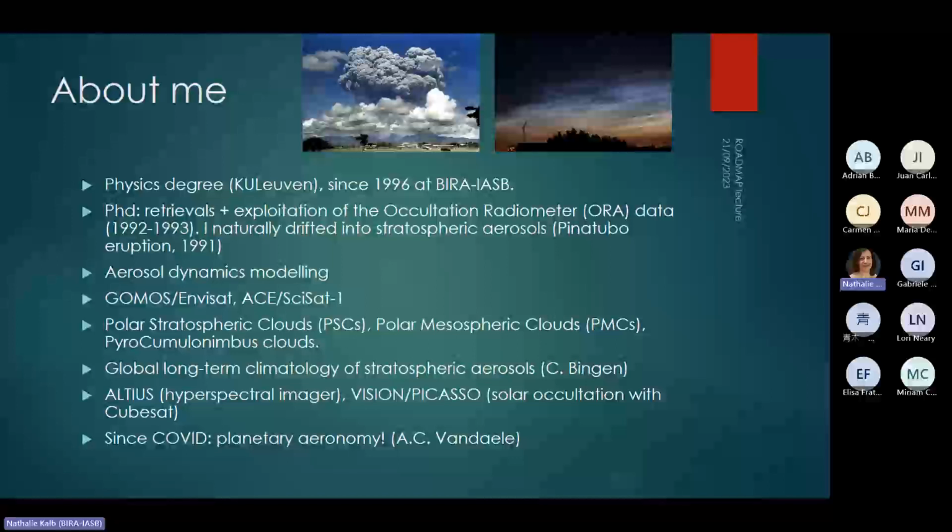And I also did some global long-term climatology of stratospheric aerosols with my colleague Christine Bingen. I was one of the people that proposed Altius and got it accepted as an ESA Earthwatch mission. It's a hyperspectral imager. I did some work also on a solar occultation experiment vision on board the Picasso CubeSat. And since COVID, I decided to join the team from Anne-Karin van Daal. And I hope to do lots of interesting stuff on planets.